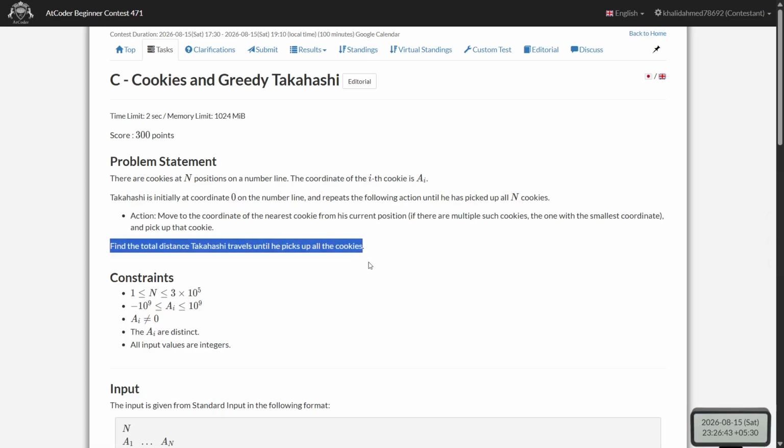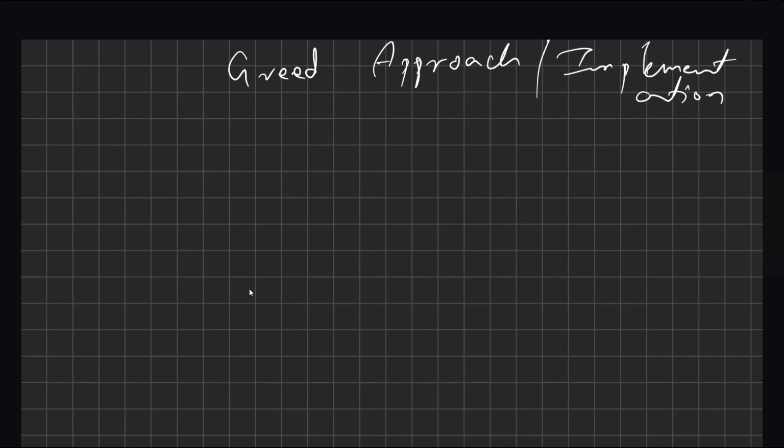Find the total distance travelled. So yeah, it is not asking for the minimum distance or something like that. If it were the minimum distance, then we would have followed that approach, whatever I was saying, moving one side and then moving to the other side. Okay, so we have to find the total distance travelled, and it is not a greedy problem also, we can say it's just an implementation.